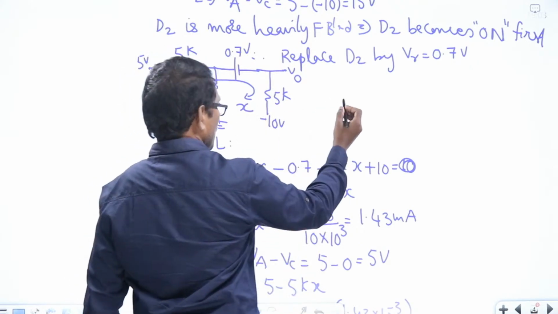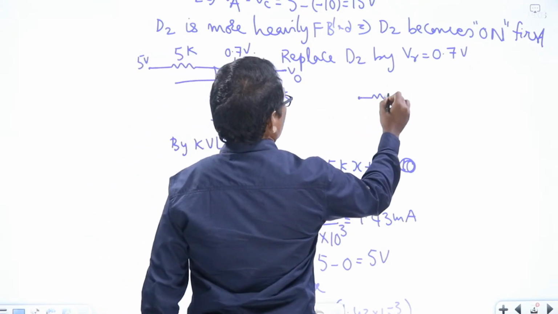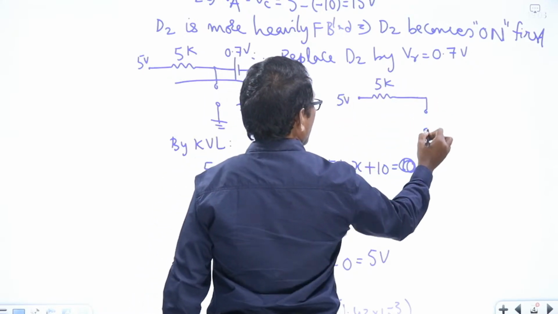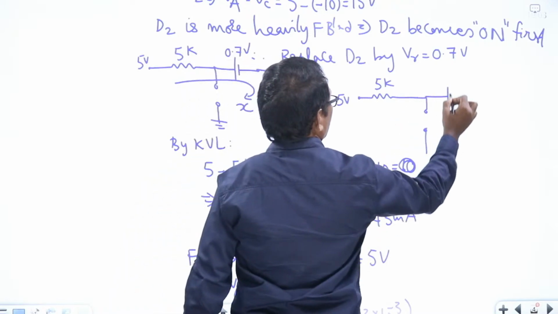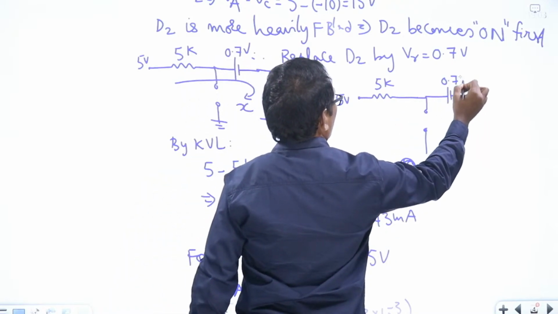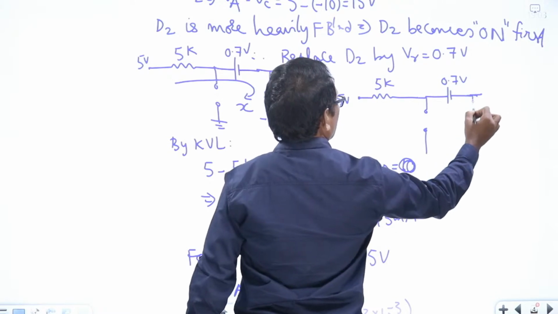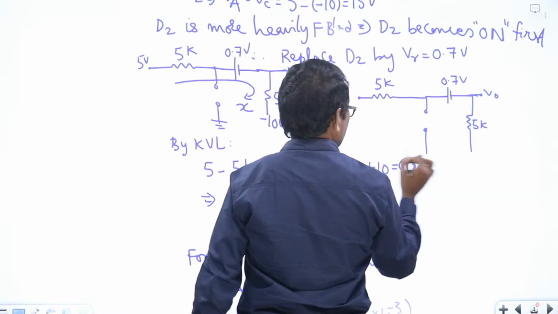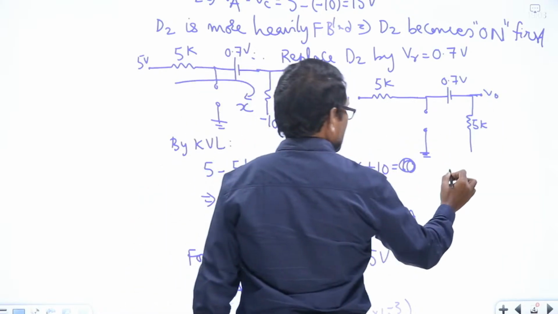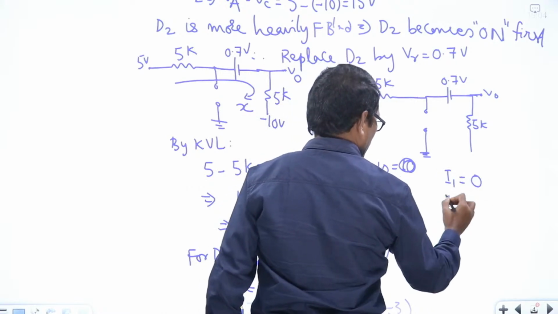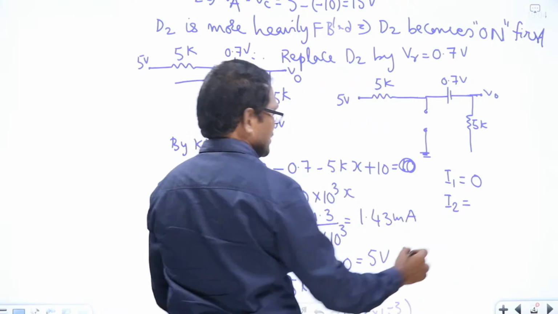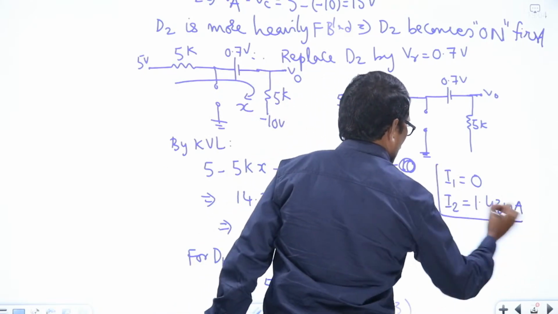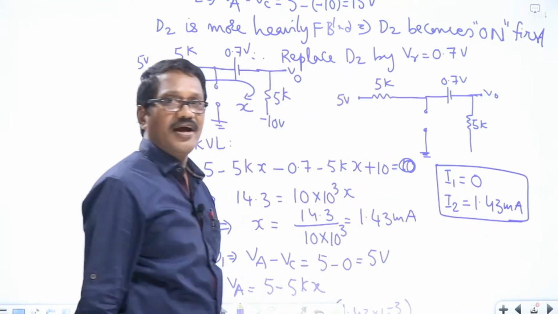Now it is replaced. Now the equivalent circuit is 5 volts, 5K, and this is replaced by open circuit, 0.7 volts, 5K, and V0. So from this, we can say that I1 is equal to 0 and I2 is same as X. That means 1.43 milliamperes. I2 is equal to 1.43 milliamperes.